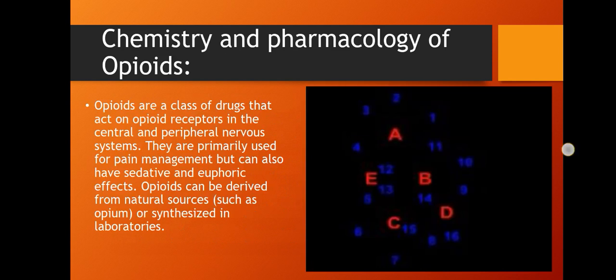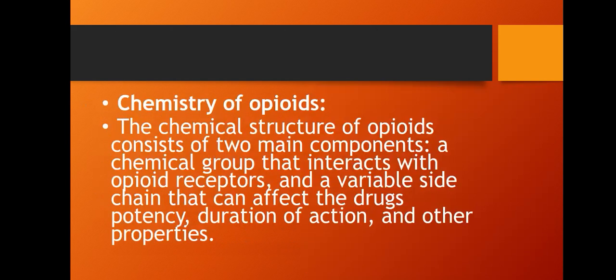Chemistry of opioids. The chemical structure of opioids consists of two main components. First is a chemical group that interacts with opioid receptors, and second is a variable side chain that can affect the drug's potency, duration of action, and other properties.